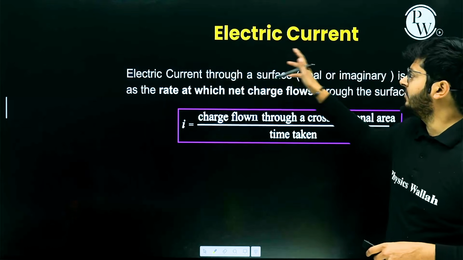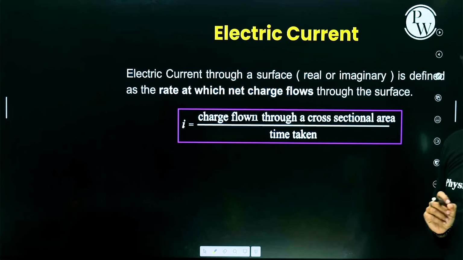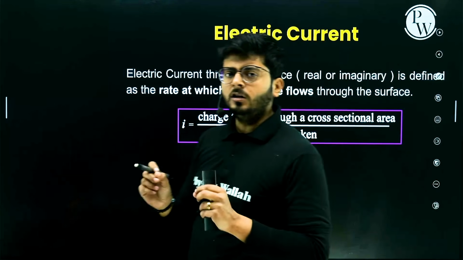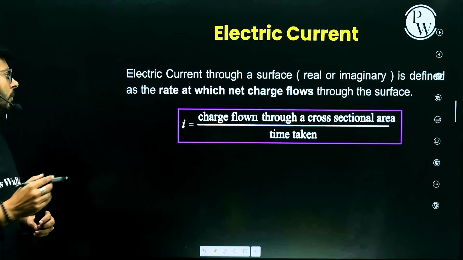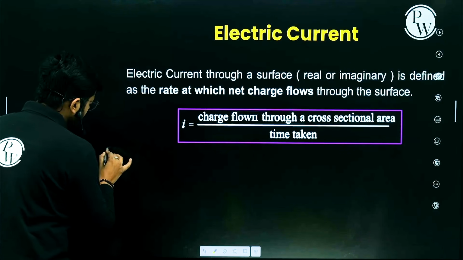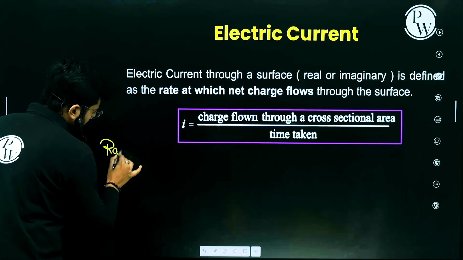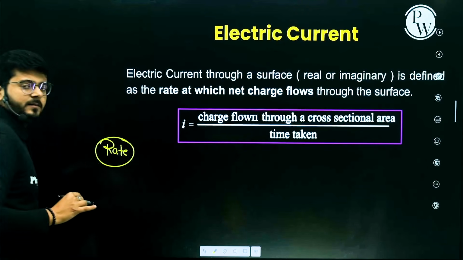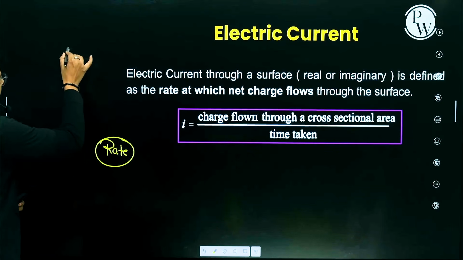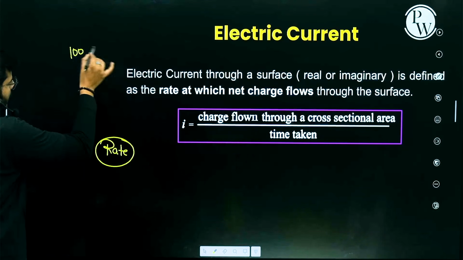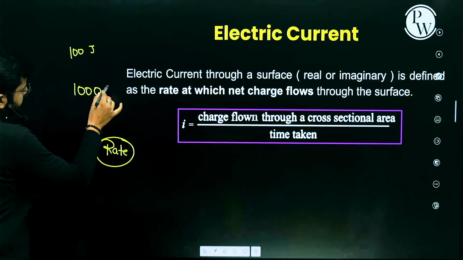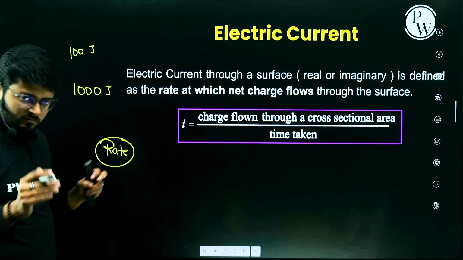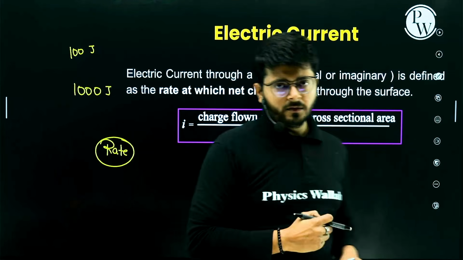Let's talk about the electric current. What is electric current, my dear kids? Electric current talks about the rate of something, not the amount of something. So what is the difference? Rate of something means how quickly something is done. For example, if I do 100 joules of work and somebody is doing 1000 joules of work, we are not talking about the total amount.